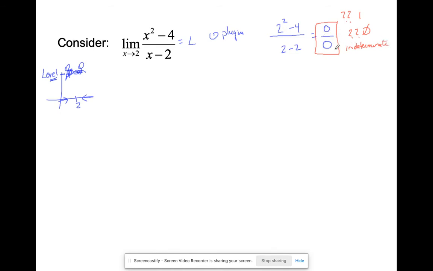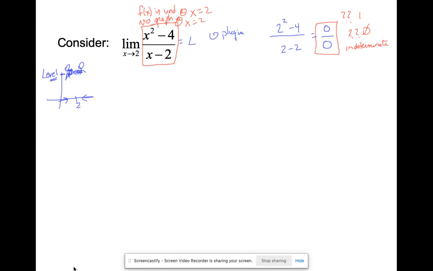Now, don't confuse this with the function. The graph of this function is undefined at 2. You can't divide by 0. You don't get a real number as a result. Therefore, there is no graph at 2. The function is undefined at x equals 2, so there is no graph at x equals 2.